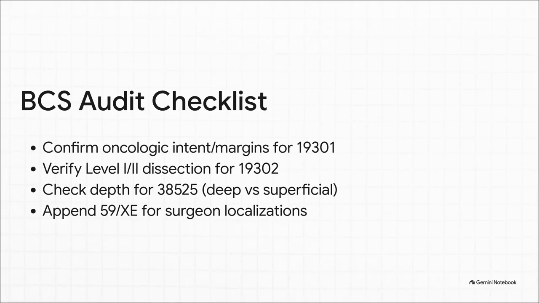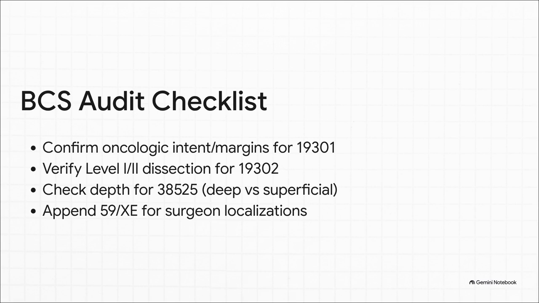Beautifully done, everyone. That is exactly how you map out these complex, multi-code scenarios. When you're auditing breast-conserving surgeries, literally keep this checklist on your desk. First, always confirm oncologic intent. Look for the word margins to use 19301. Second, if you're ever tempted to use 19302, verify that a formal level 1 and 2 axillary dissection actually took place, not just a sentinel biopsy.